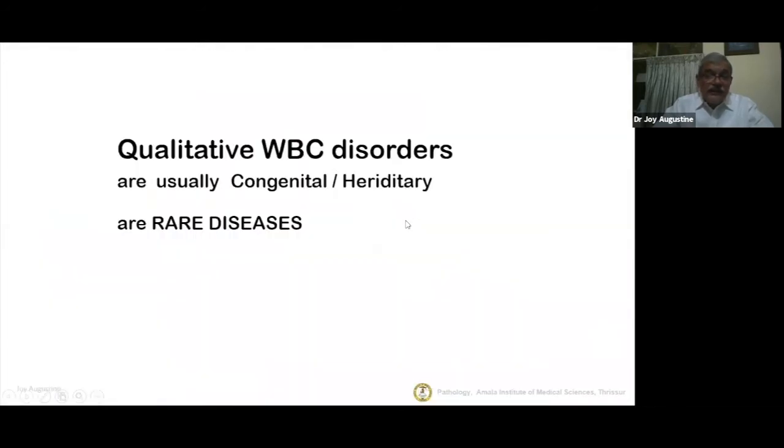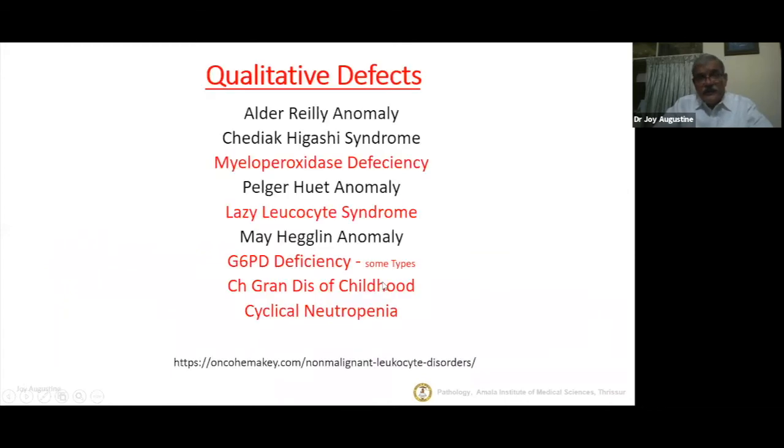Now, what are the qualitative disorders of WBC? They're very rare diseases. And the ones which actually show morphological changes and are very obvious are the ones which are marked in black. The others will not generally show any serious morphological changes which can be recognized from the peripheral blood smear. And of which the Chediak-Higashi syndrome is the most important.